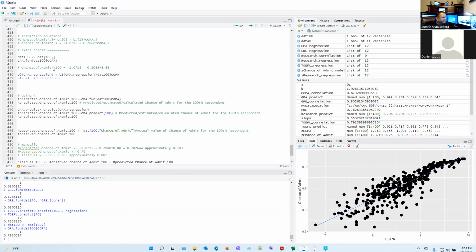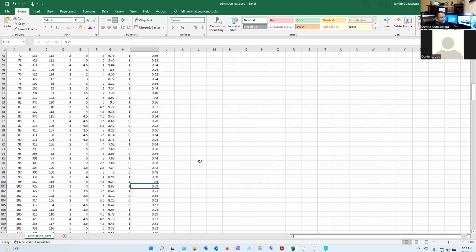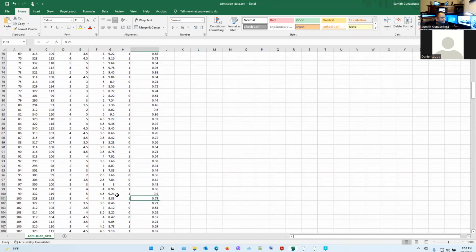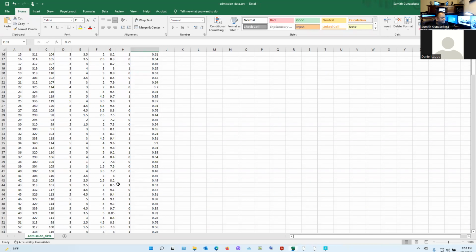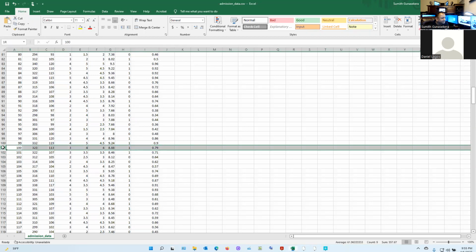Then see, chance of admit of the 100%, this one times 8.88. Is that 8.88? Yes, 8.88. For the 100%, sorry, this one. Oh yeah, CGPA. Just look at his CGPA, 8.88. It's 0.79.